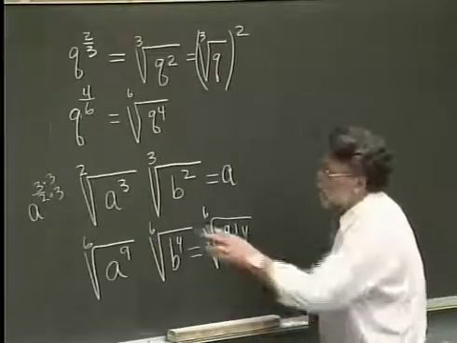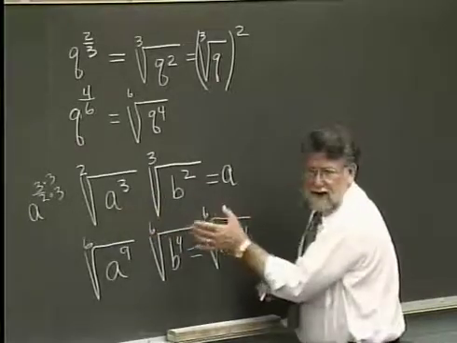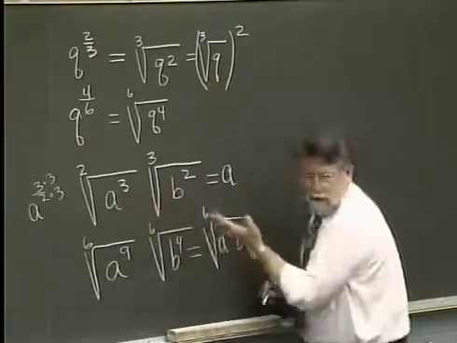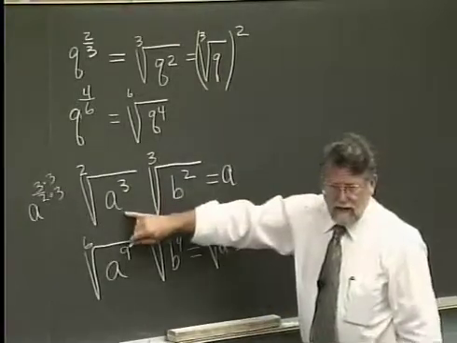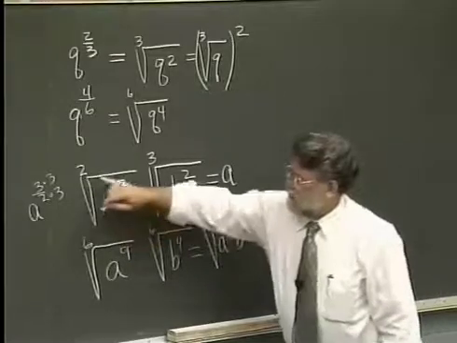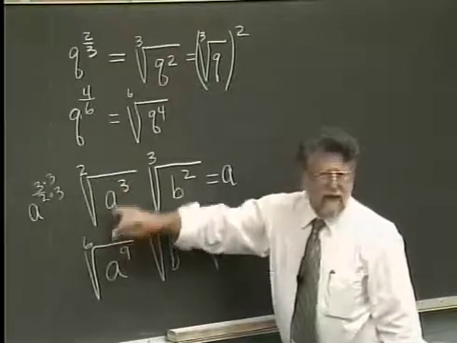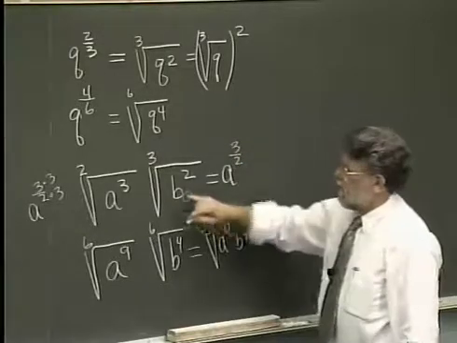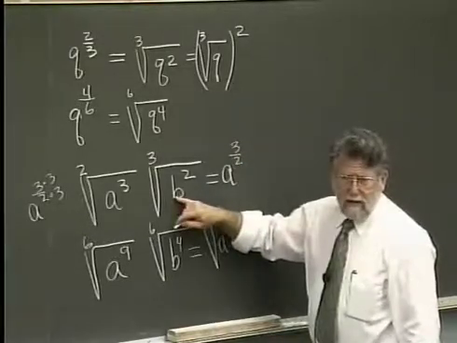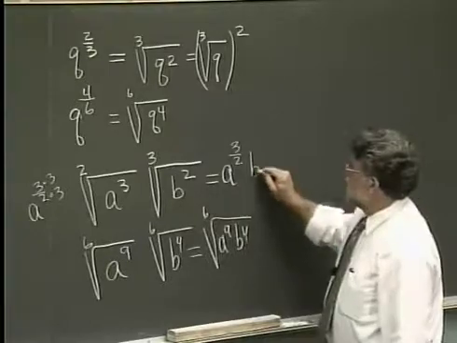Okay, go ahead. What would you have here in this first factor, writing it with fractional exponents? A to the what? 3/2. Do we see that? That the square root of a to the third is a to the 3/2. Okay, this is b to the 2/3.